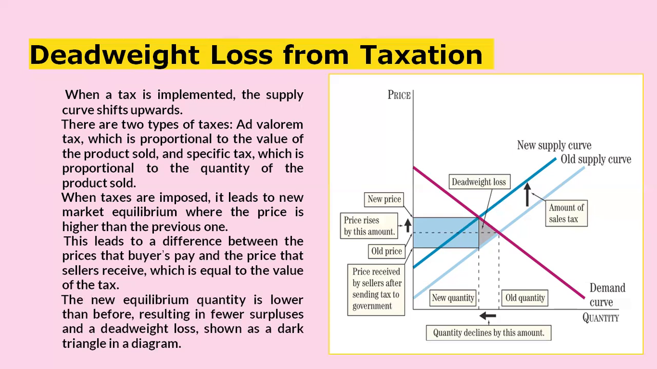The new equilibrium quantity is lower than before, resulting in fewer surpluses and a deadweight loss, shown as a dark triangle in the diagram.